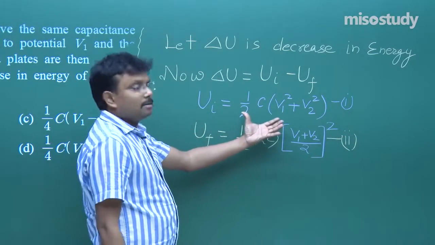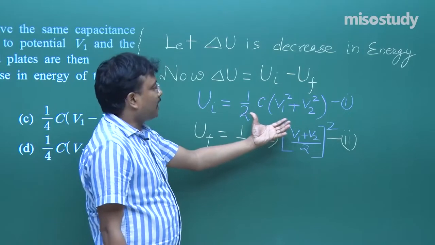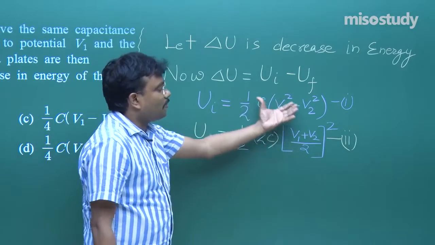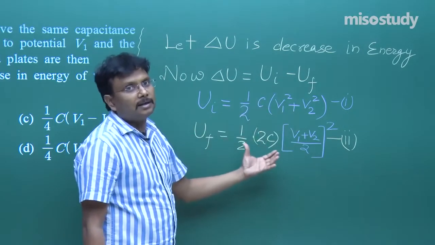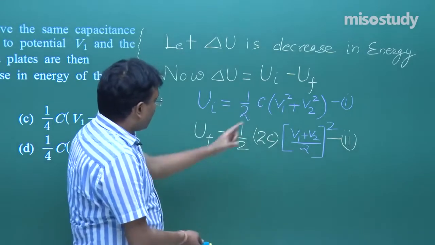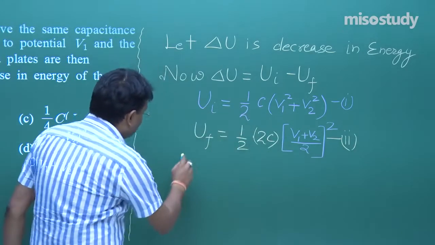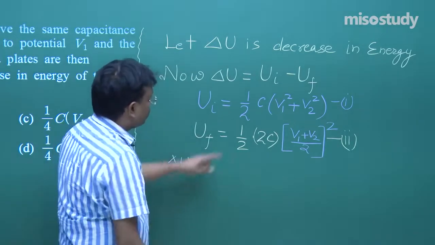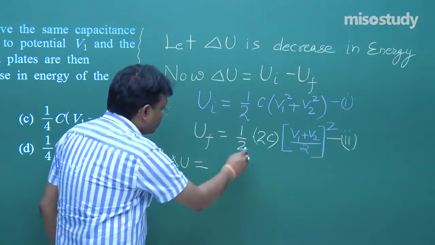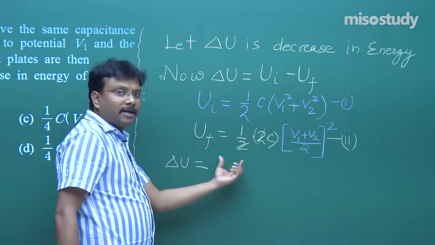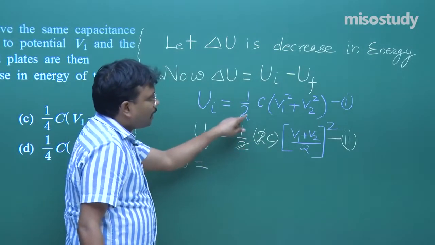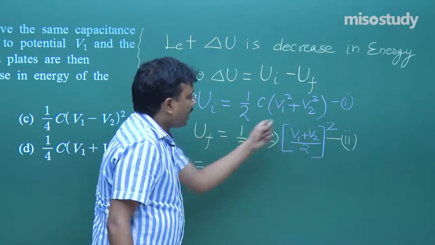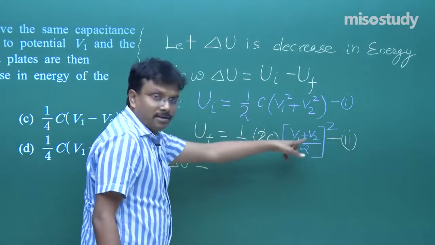Now, ultimately nothing is so difficult left over here. Just put these values, solve it, you will get the answer. What I will do, I will write down the next step at least for your understanding. So, delta U is equal to this, 2 and 2 get cancelled. Here it is 1 by 2 C, then this bracket, minus C, then this bracket.